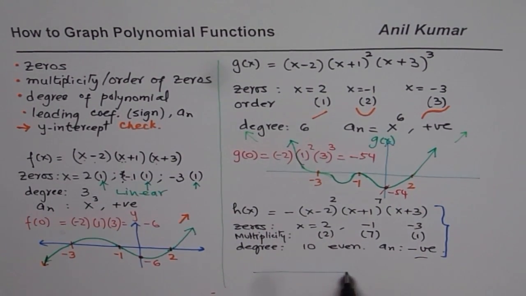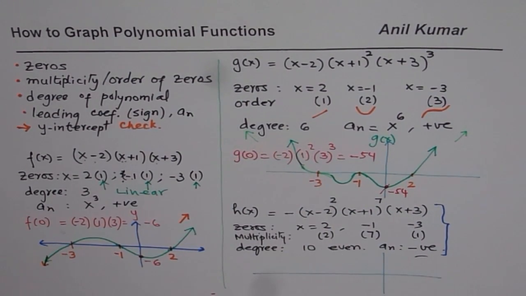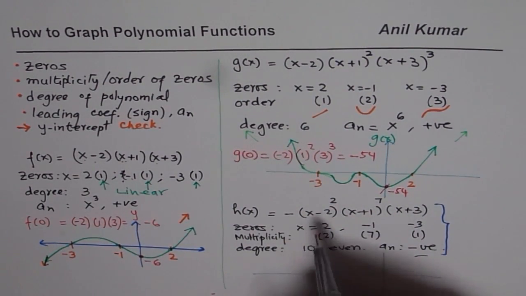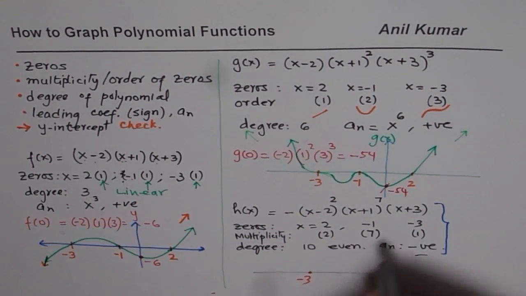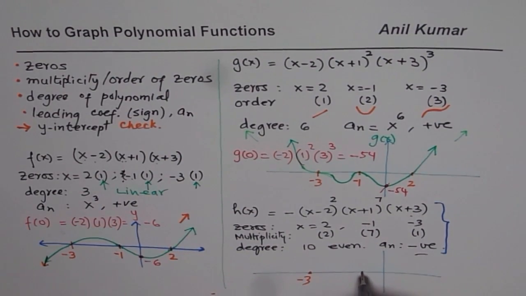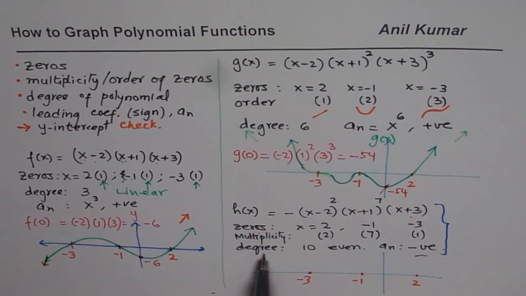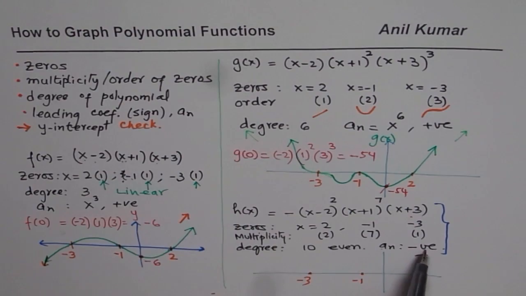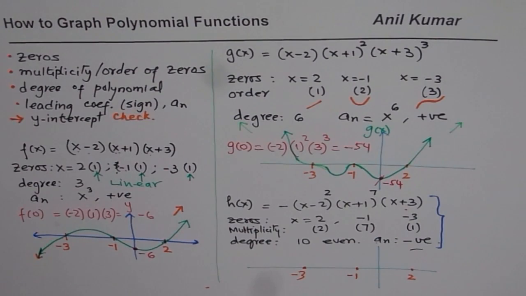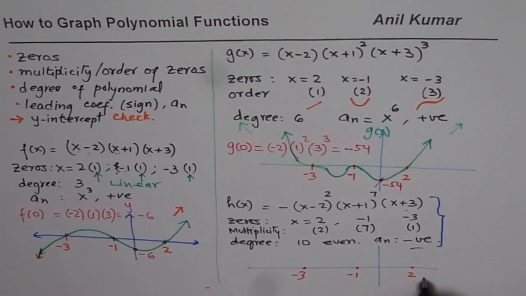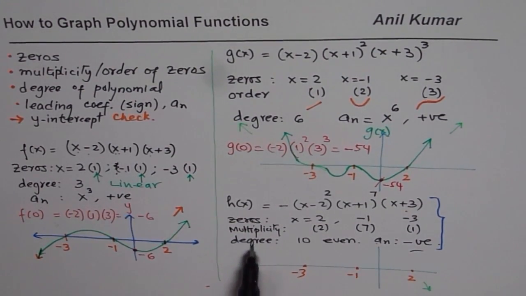So in this space, let me sketch now the graph. What we have is zeros at minus 3, at minus 1, and at plus 2. Degree is even and leading coefficient is negative. When the leading coefficient is negative, that means right side is down. Do you understand? Negative leading coefficient means right side is down. So we have a graph which is pointing downwards. Even degree polynomials have the same ends, so both are going down.